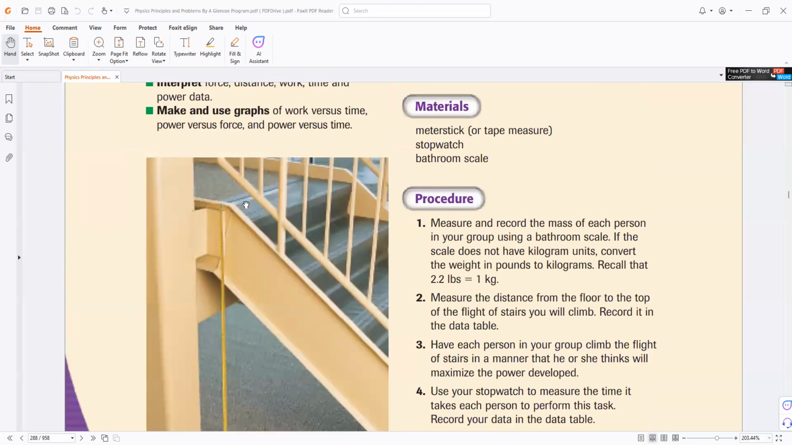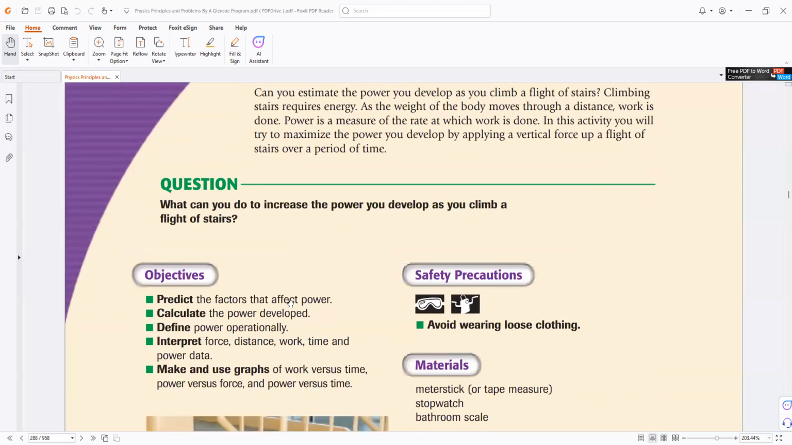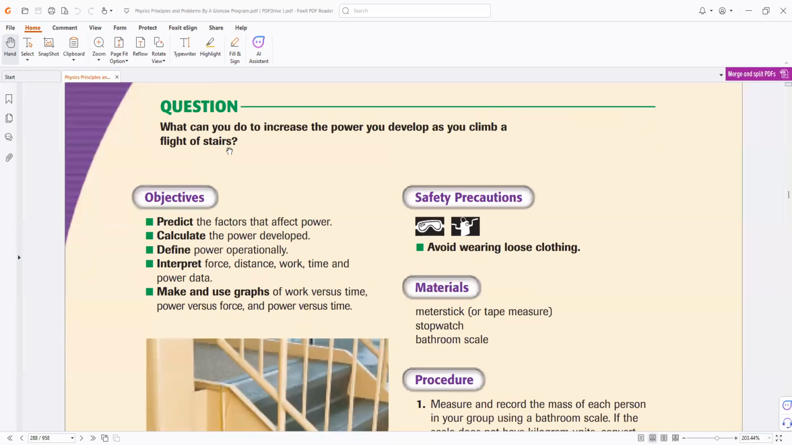So this is what you can see, guys. It's a real life example. What can you do to increase the power you develop as you climb a flight of stairs? See, take one real life situation. Not preparing for your exam doesn't matter, you all can finish.